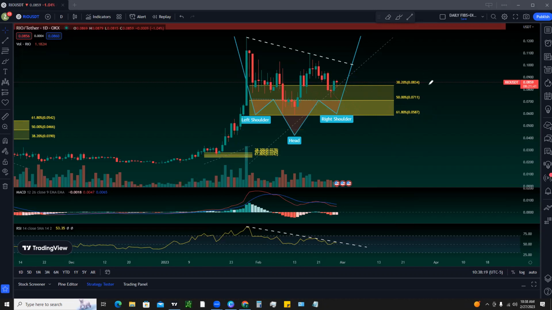So definitely pay attention to those three levels. We are above the 38.2% level, which is 0.0834.